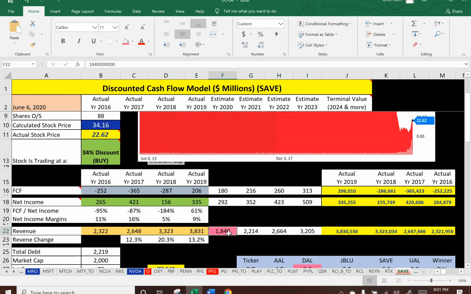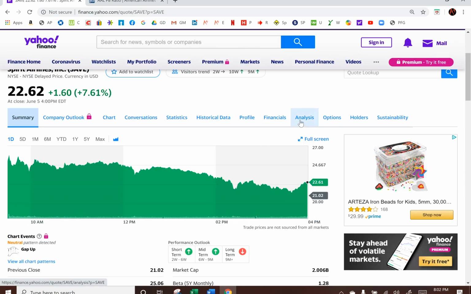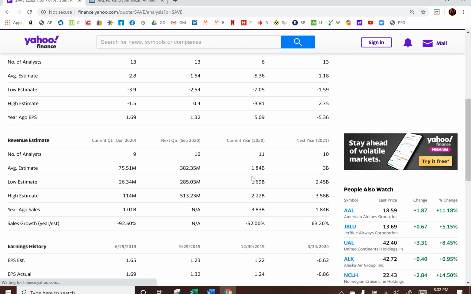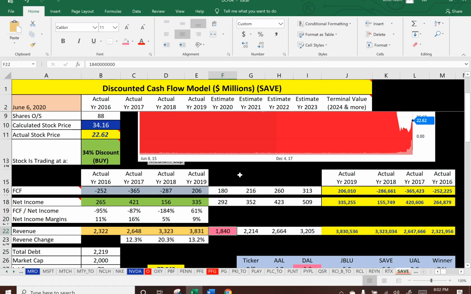And I also had to pull what the analyst expected revenue is for 2020, that 1.8 billion. I can show you where I pulled it from. If you go to the analysis section, that 1.8 billion is the analyst estimates for 2020. So I took that number and I based my future revenue off of that number. If I would have kept the revenue the same, it would have had over $4 billion in revenue in 2020, which would never happen with coronavirus.